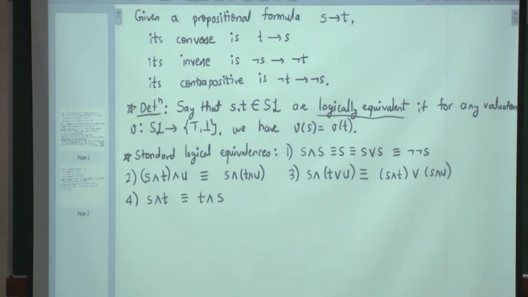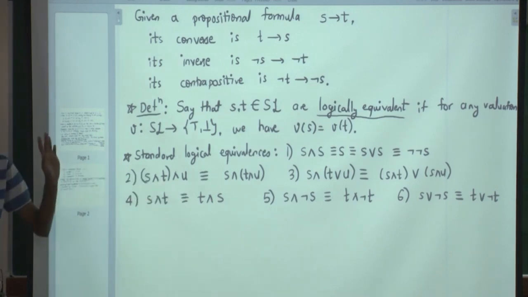Before I go there, maybe I will add one more. If I take S conjunction negation S, what is it logically equivalent to? It's always false, right? So it is also logically equivalent to this. And similarly, S join negation S is logically equivalent to T join negation T. If S and T contain different propositional variables, it doesn't matter. Logical equivalence is not a functional notion; it doesn't necessarily depend on the truth values of the variables inside it. These two examples, 5 and 6, show that.